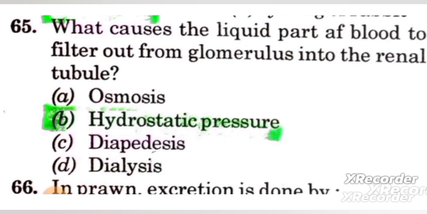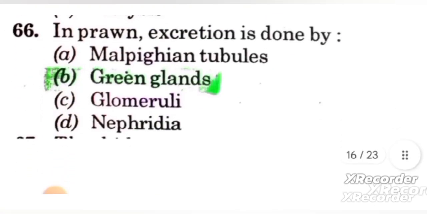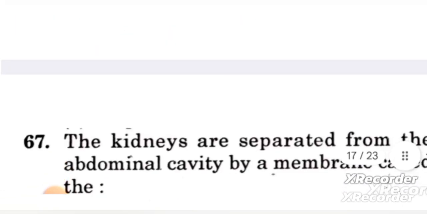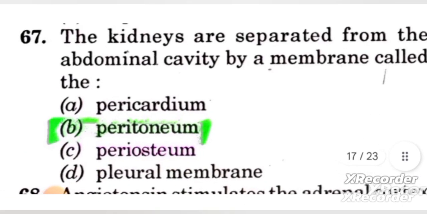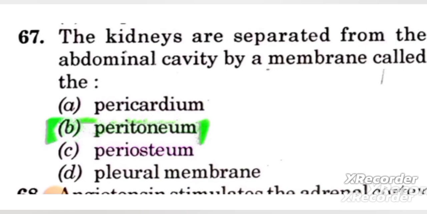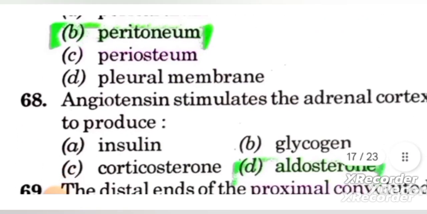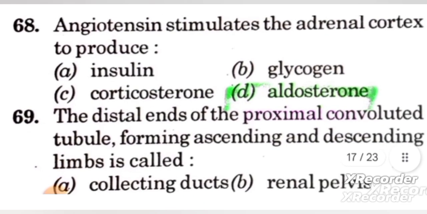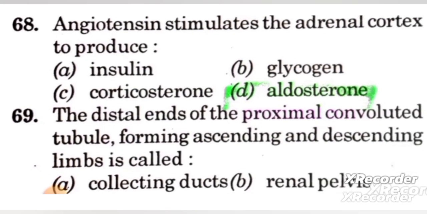Next 65. What causes the liquid part of blood to filter out from glomerulus into the renal tubule? Answer B. Hydrostatic pressure. Next 66. In prawn, excretion is done by answer B. Green glands. Next 67. The kidney are separated from the abdominal cavity by a membrane called the answer B. Peritoneum. Next 68. Angiotensin stimulates the adrenal cortex to produce answer D. Aldosterone. Next 69.